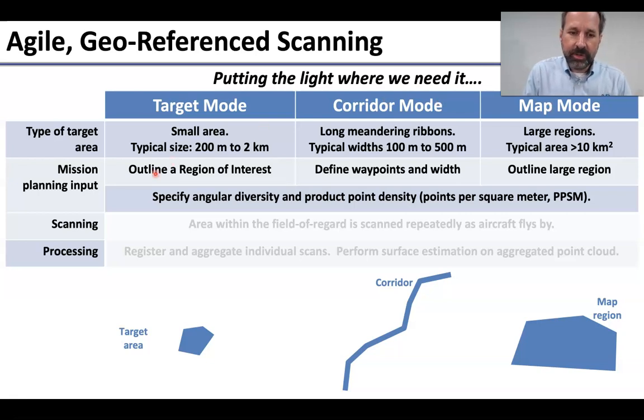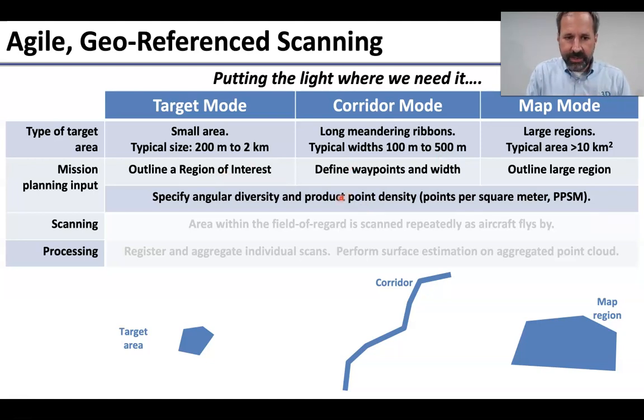Target mode is when you have one of those smaller areas of interest, maybe a few hundred meters to a few kilometers in size. Corridor mode is more for these long meandering ribbons, be they power line corridors or rivers or borders, highways. And then map mode is these much larger regions where we have to take many swaths.